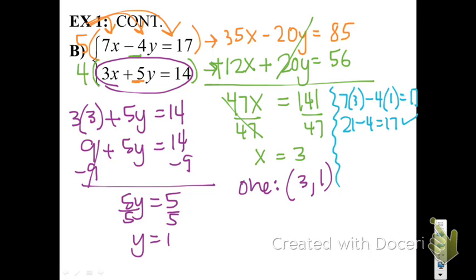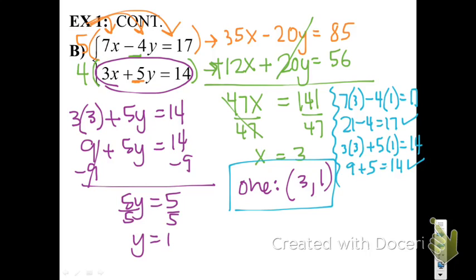Second equation, I have to take 3 times 3 plus 5 times 1, and this is supposed to equal 14. So 3 times 3 is 9, plus 5 is 14, so it does check in the second one. That means that this solution is correct.